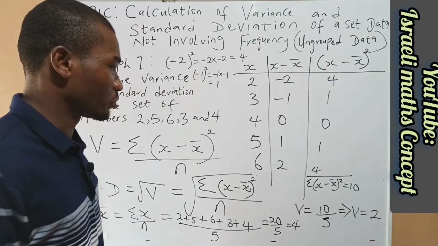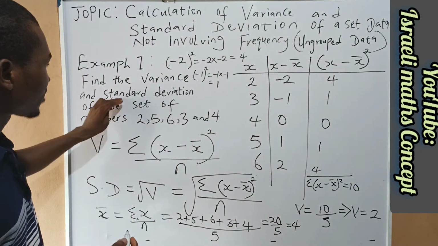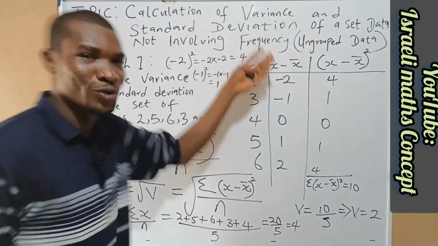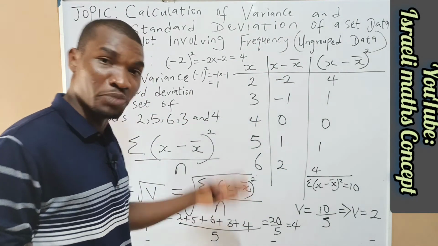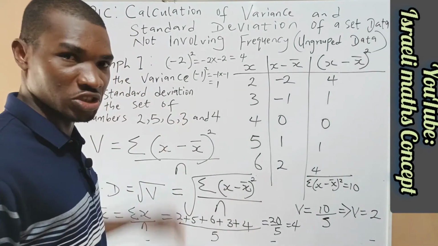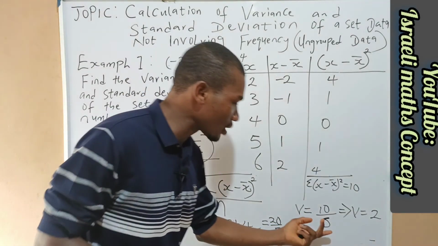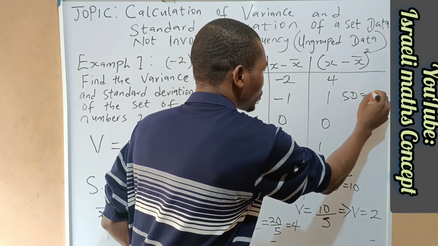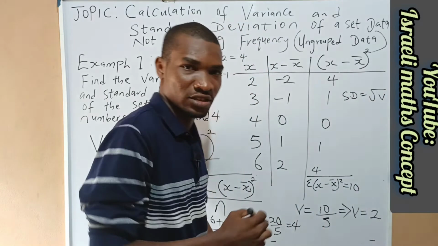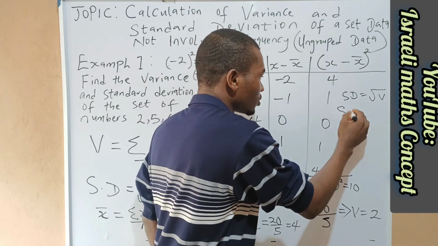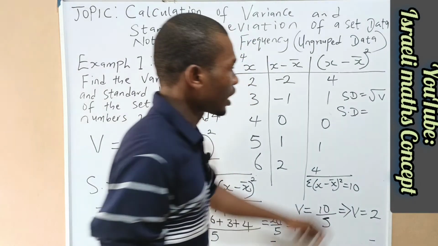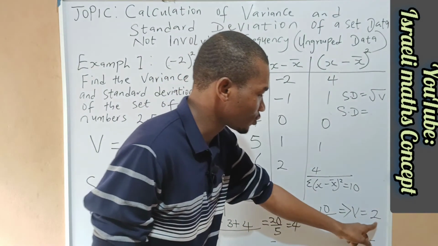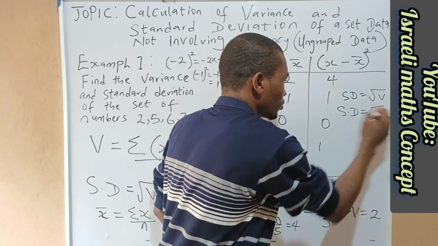That sounds very simple. Then we are asked also to find the standard deviation of this given set of data. You don't need to redraw your table. This same table serves the same purpose for finding your standard deviation. Since we found our variance, remember that our standard deviation is equal to the square root of variance. Hence, our standard deviation is very simple to find. And what is our variance? Our variance is 2, so we take the square root of 2.